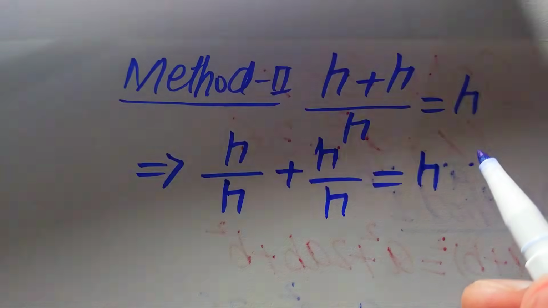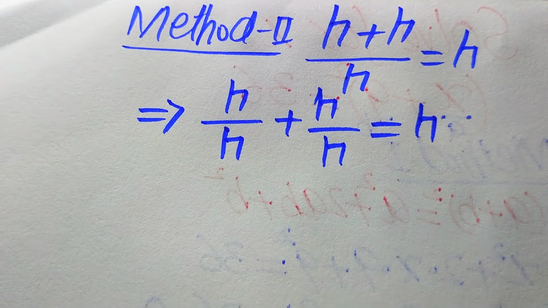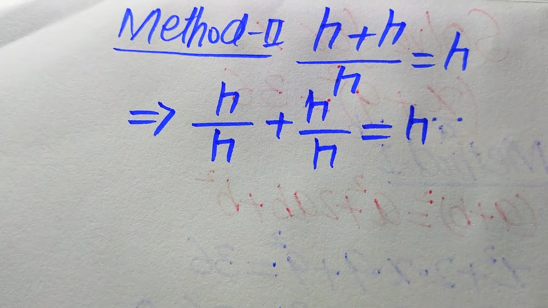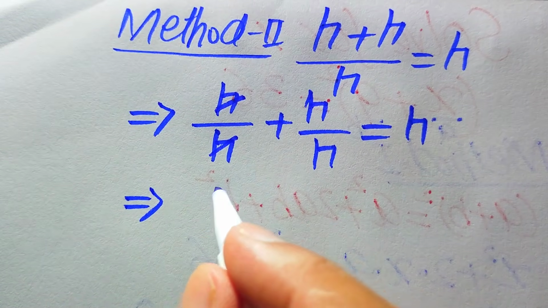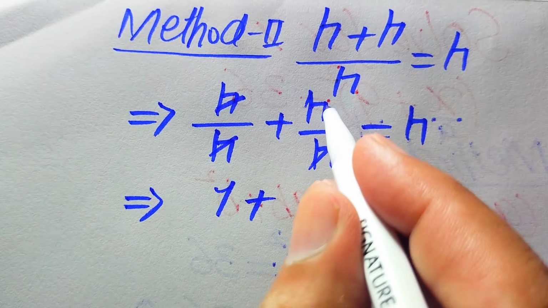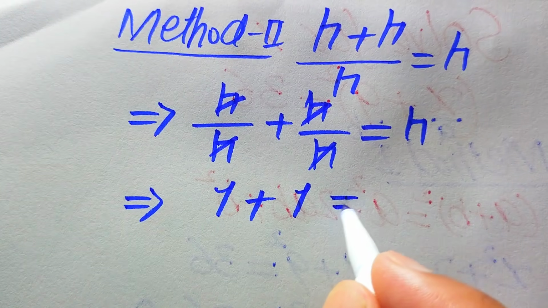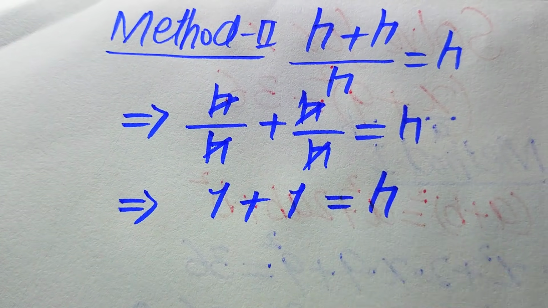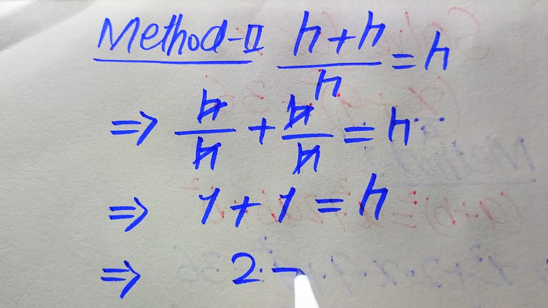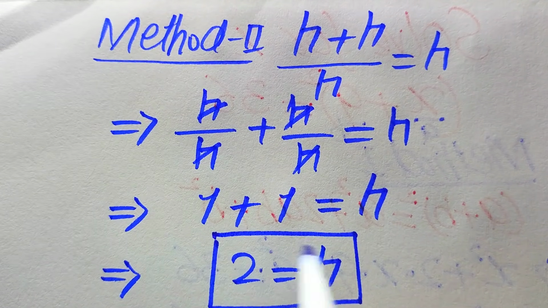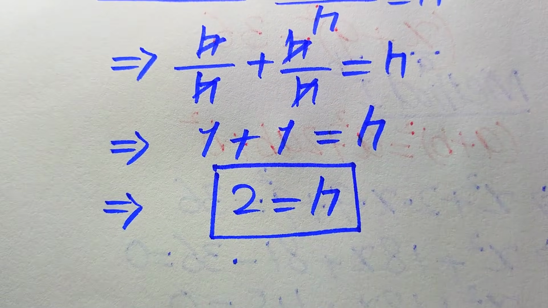This is our given question statement, and we move forward to the solution of this problem. This h and this h are gone, and we get 1 plus, this h and this h are also gone, so 1 is equals to h. In the next step we have 1 plus 1 becomes 2 is equals to h. So you see that in the second method we get just one value of h, and that is equal to 2.